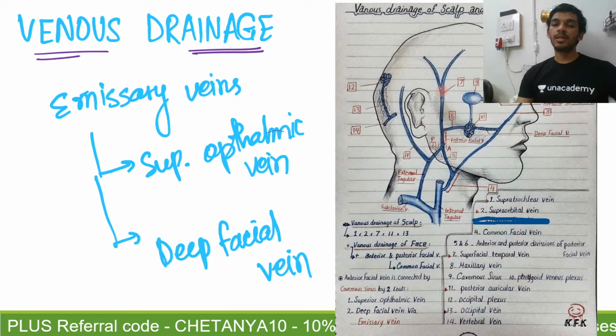Sorry, this was the superficial temporal vein, the seventh one, right? So this was the superficial temporal vein, the maxillary vein. Together they form the retromandibular vein that is present in the substance of the parotid gland. Then this divides into the anterior and posterior divisions.